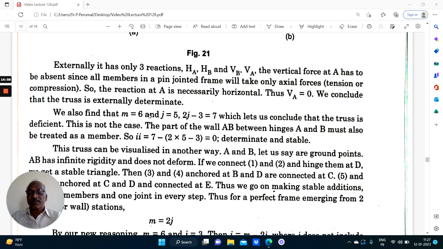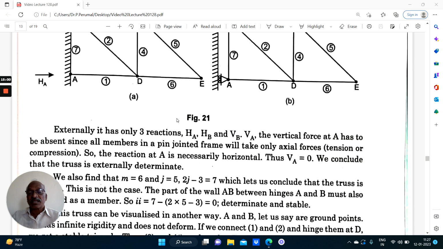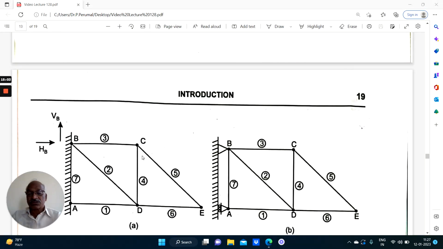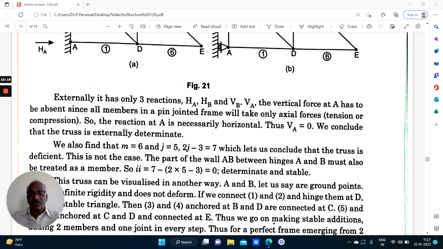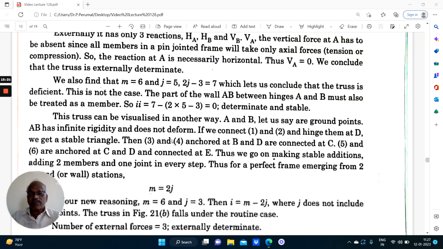In the first case, there are 6 members only and 5 joints. Coming to the joints, 6 members and 5 joints, even without considering these 2 joints, we can calculate. Anyway, I will come to this point a little later. m equal to 7 equal to 2 into 5 minus 3.